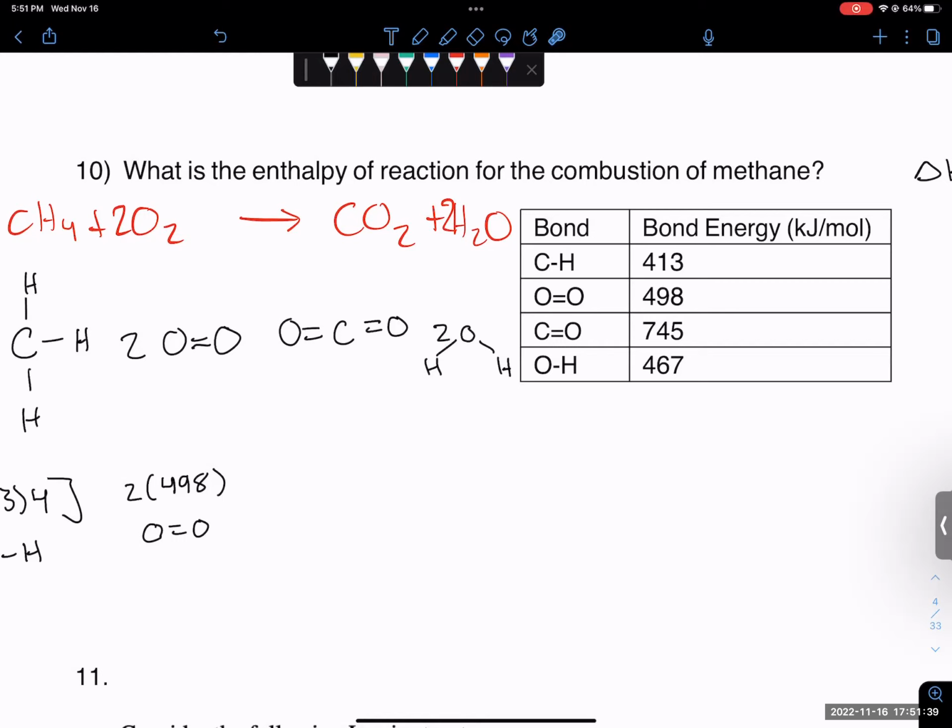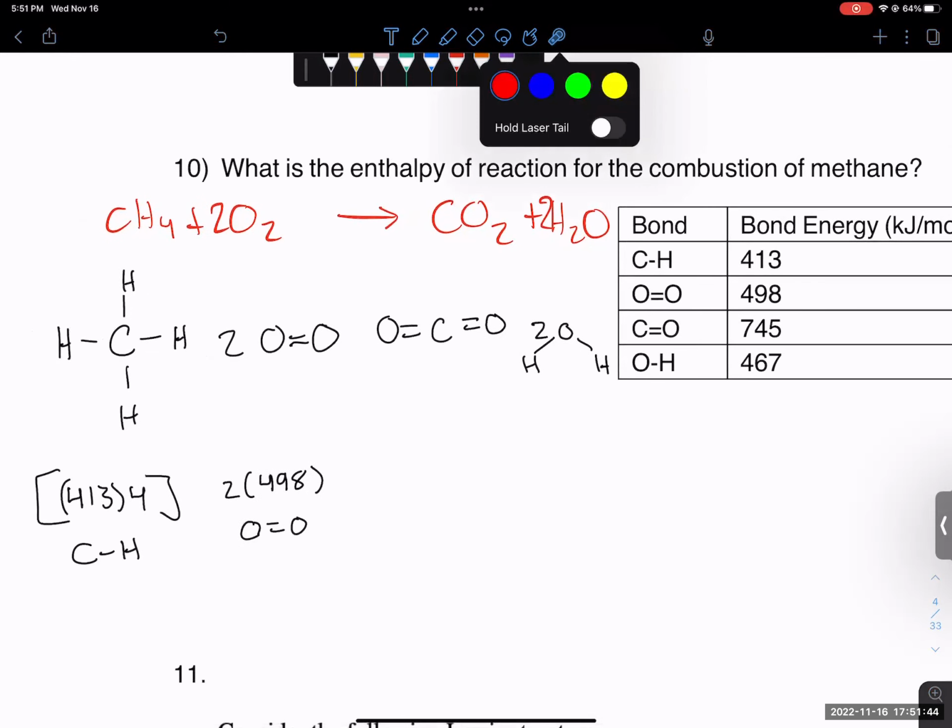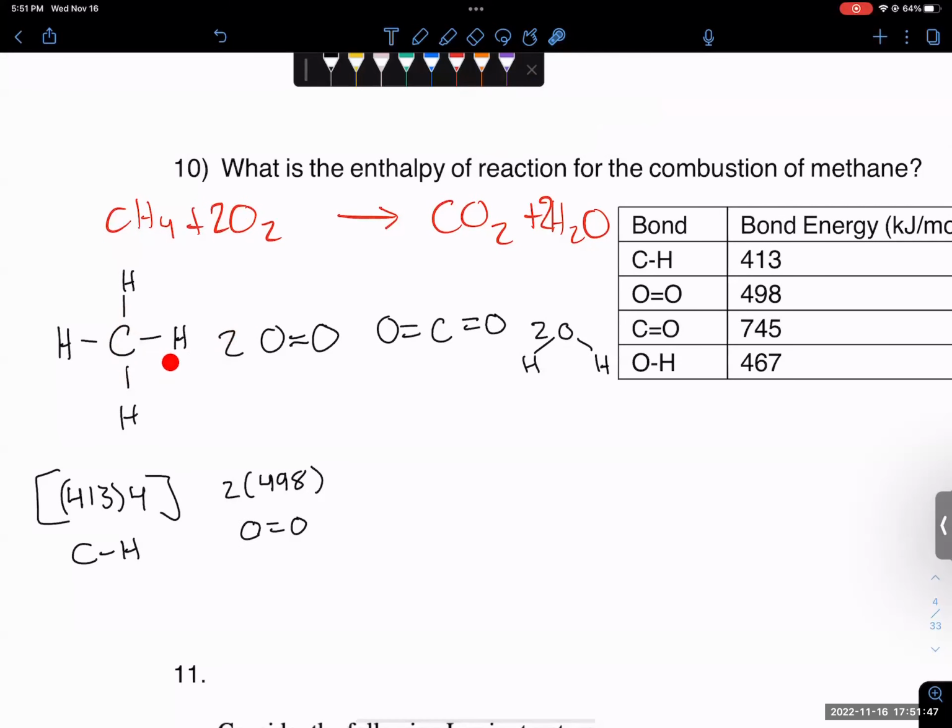Are there any carbon oxygen double bonds formed or broken on the left side? Not on the left side, right? But on the right side, we see that there's 2 carbon oxygen double bonds being formed. We look at our table, and the bond enthalpy of a carbon oxygen double bond is 745 kilojoules per mole, and we're forming 2 of them. So it's going to be 2 times 745, and that is our carbon oxygen double bonds.